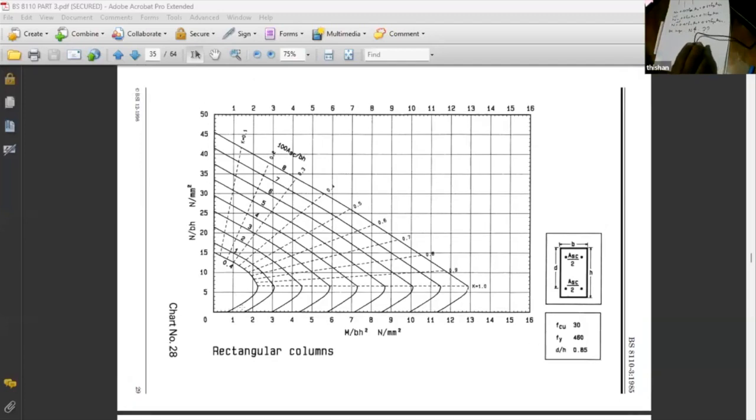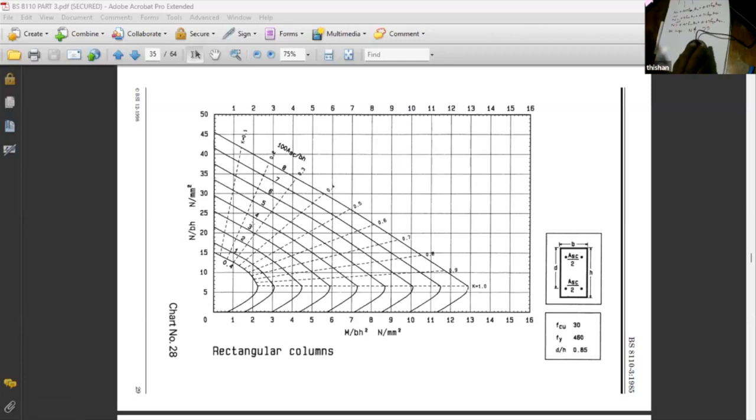Now here you get M over BH squared. Here you get N over BH. Those are already known. Axial force is known. Bending moment is known. And columns generally tend to be in this region. Why? We call something a column when the axial load is high, but it can be subjected to some bending moment. So you can see M over BH squared should generally lie somewhere here. So we should be dealing with this region.